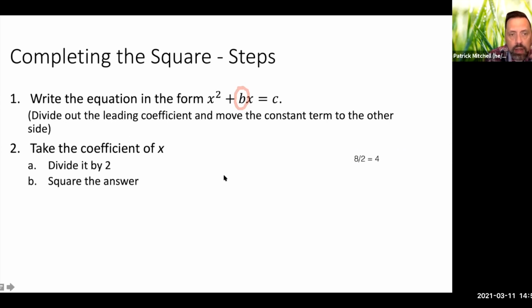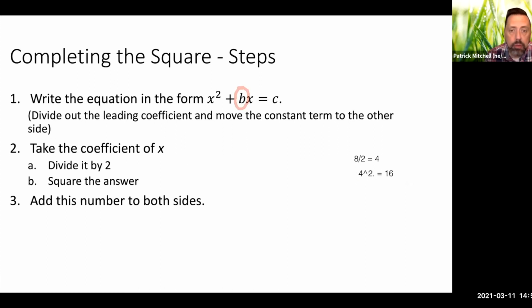And then you're going to take that number and you're going to square it. So again, in the example we just did, you take the answer, which is 4, you square it, and that's how I got the 16. All right, I just didn't tell you ahead of time because I wanted it to look like magic.